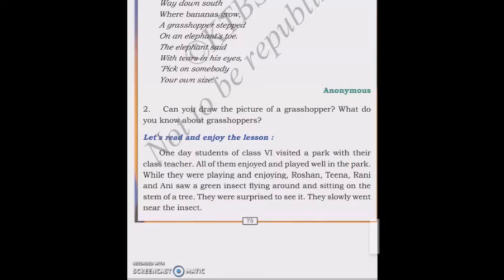One day, class 6 students visited the park with their class teacher. So they all enjoyed in the park. At that time, four children, Roshan, Tina, Rani and Annie, saw a green insect and they were surprised to see it because they had not seen that before. And they go near the insect.